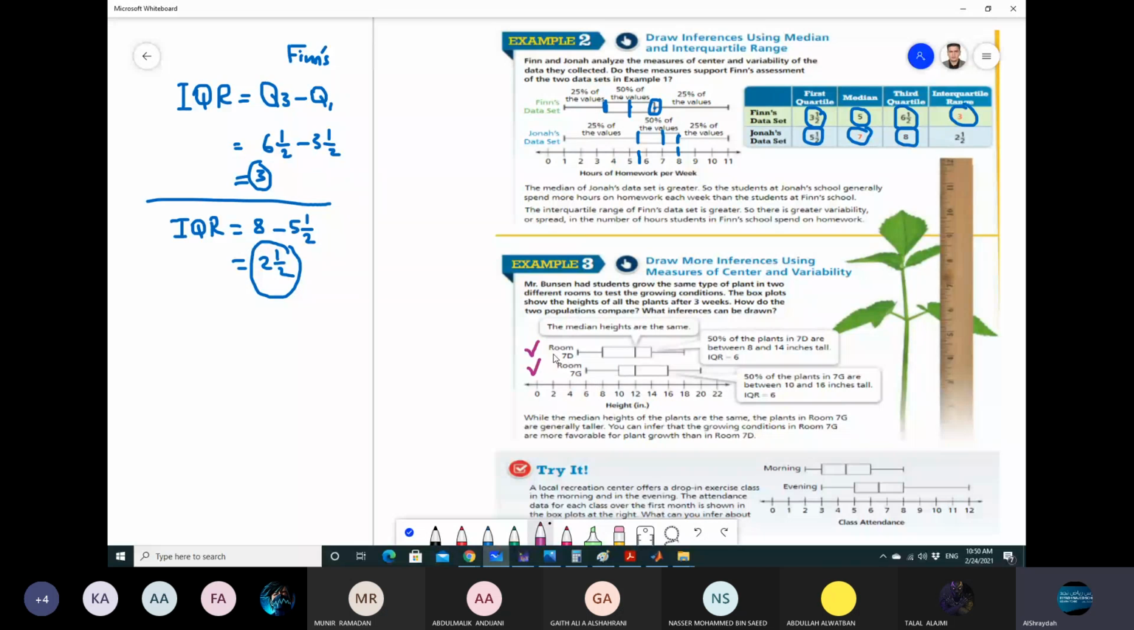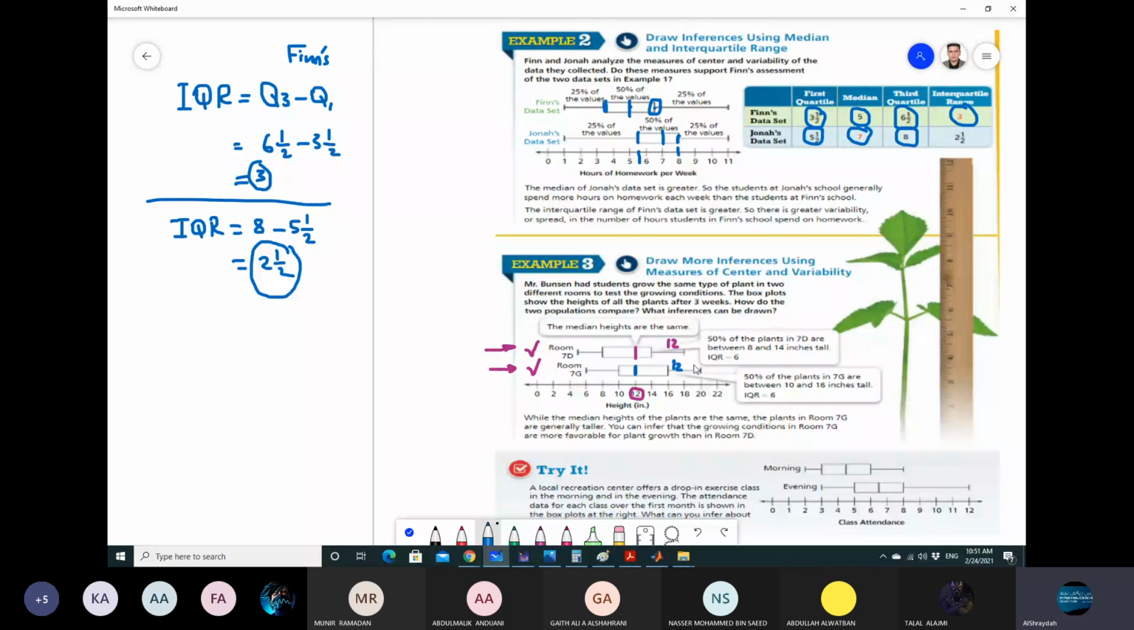Now, for these 2 samples, what is the median of the first sample? The median is represented by this line. What is the median? 12. The first sample is 12. What about the second sample? Also 12. Look here, it is represented by this line. So the median here is also 12.